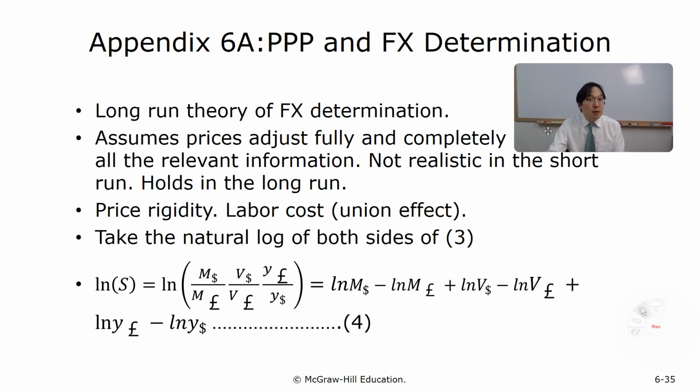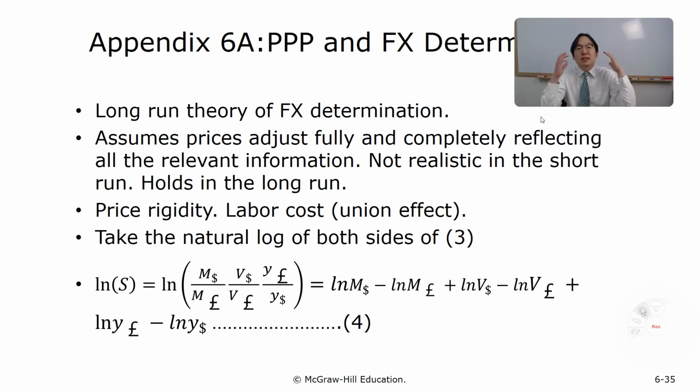This is a long run theory of FX determination, not a short term one. Day by day, many things can go on, but in the long run, it assumes prices are fully and completely reflecting all the relevant information. There, the efficient market hypothesis, right? You can see the keyword information coming in. Yes, it's actually not realistic in the short run, and it holds in the long run. And why is that the case? In the short run, why doesn't it hold?